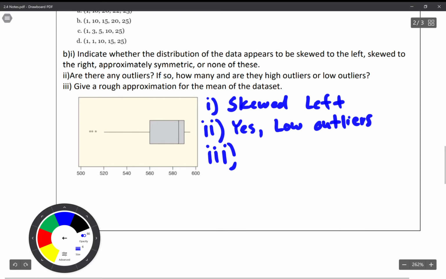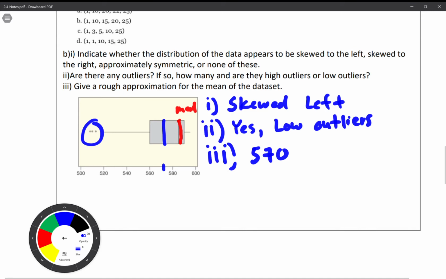Where would the mean be at? Well, obviously this is the median. Remember that the mean is going to be affected by outliers. So the outliers are here, so the mean is going to come here. So we'll say maybe 570, something like that. Anywhere above the median would be close to a correct answer.